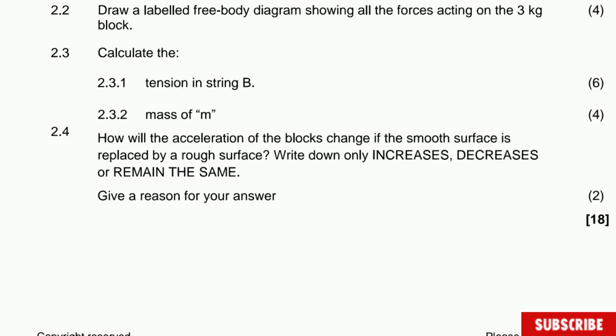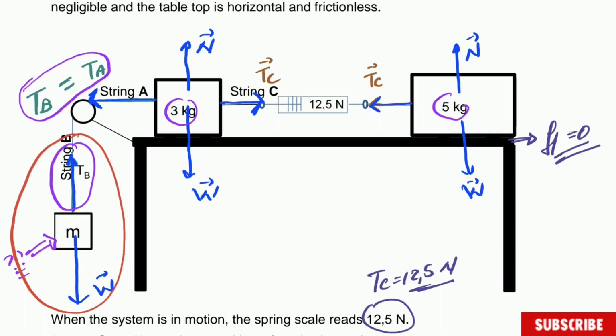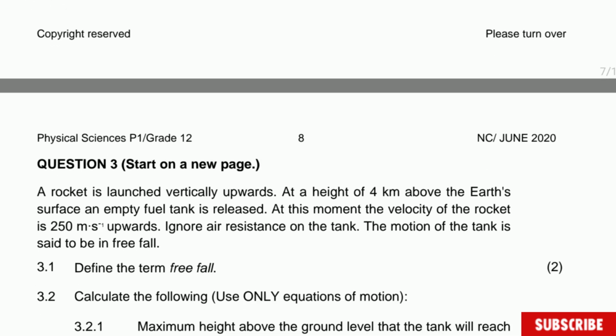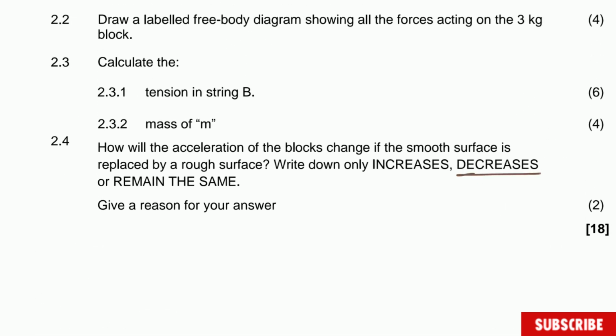And to finish here, question 2.4 is a very simple question. How will the acceleration of the block change if the smooth surface is replaced with a rough surface? So now, if you replace the smooth surface, then the frictional force will be different than 0, and therefore you will have a backward force. Therefore, the acceleration will become smaller or decrease. The answer is here. It will decrease. That will be the correct answer here. So the selection is decreases.